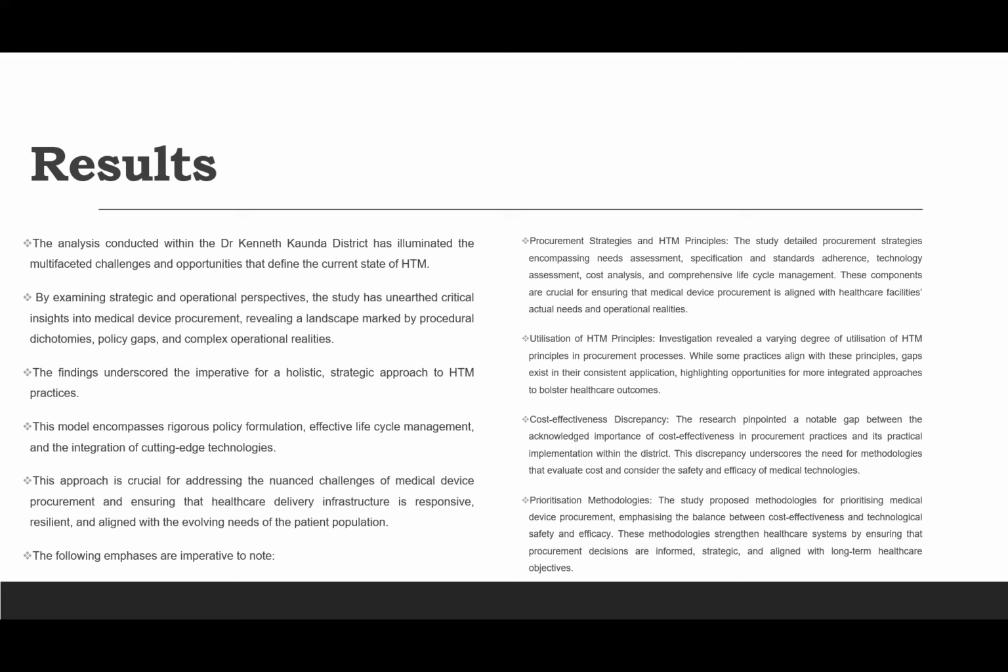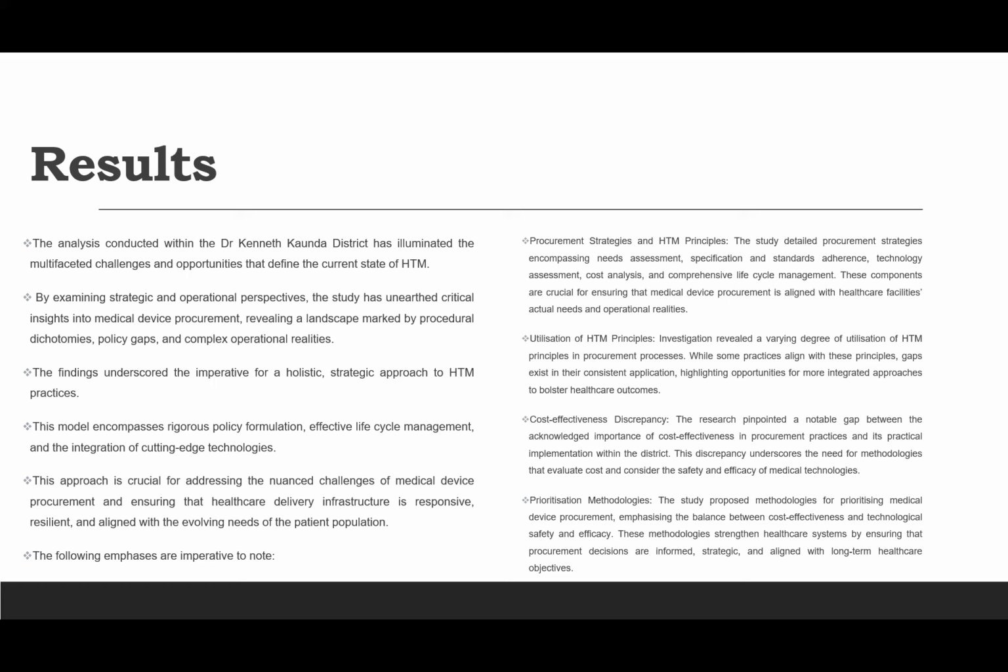And the following emphasis are imperative to note for the study: procurement strategy and HTA principle. The study detailed procurement strategies encompassing needs assessment, specification and standard adherence, technology assessment, cost analysis, and obviously aligning with healthcare facilities' actual needs and operational realities. Cost-effectiveness discrepancies: the research pinpointed a notable gap between the known importance of cost-effectiveness in procurement practices and its practical implementation within the district. Then prioritization methodology: the study proposed a methodology of prioritizing medical equipment procurement, emphasizing the balance between cost effectiveness, technological safety, and efficacy.